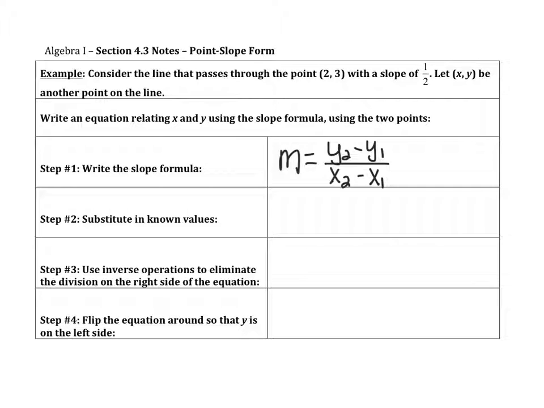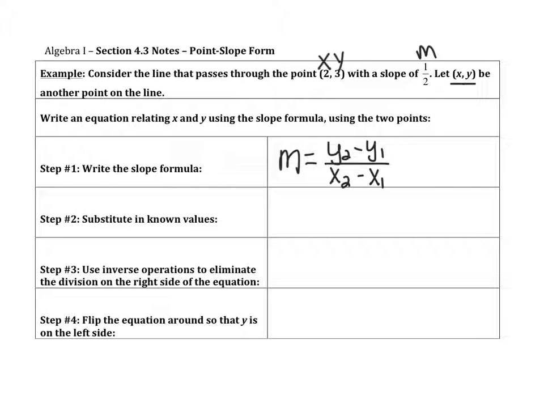Step 2 says substitute in known values. I know that I had a point of (2, 3), a slope of 1/2, so that's my m, and I have another point (x, y). So again, I'm going to substitute (2, 3), which is an x and a y, and I also have this other point (x, y), and I have a slope, an m, of 1/2. So I'm going to plug all of those in to the formula that I was given.